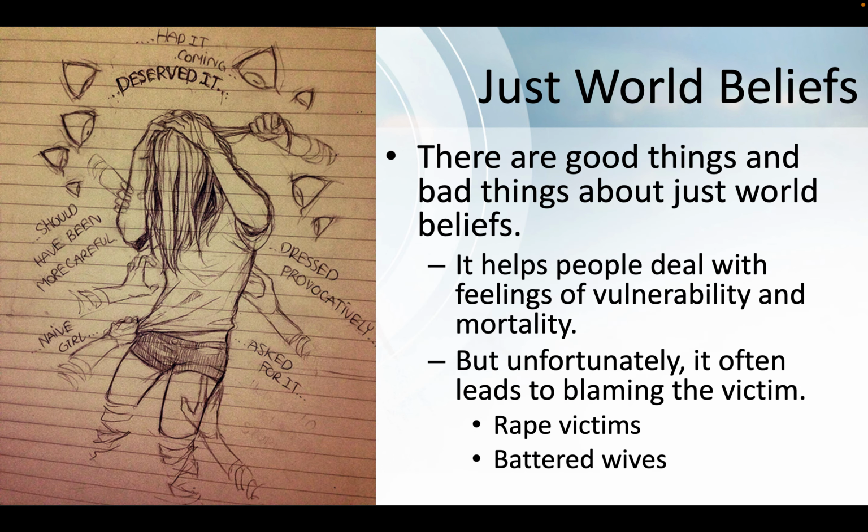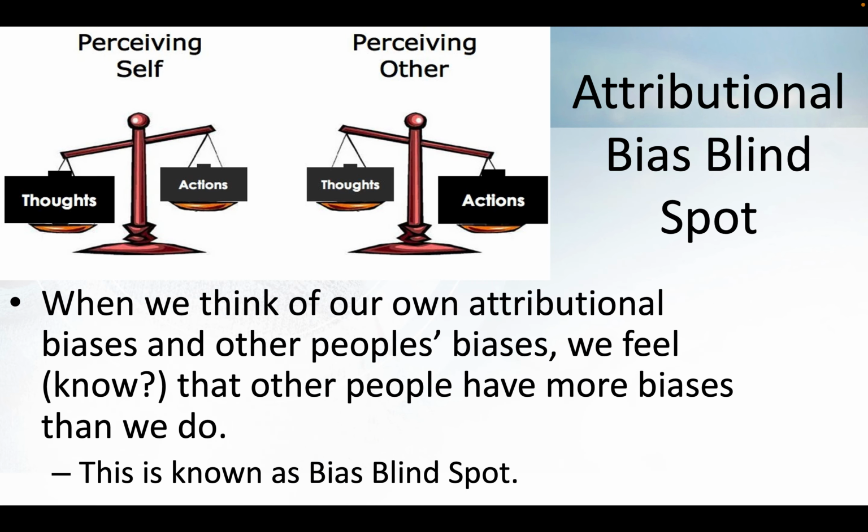There are good things and bad things about just world beliefs. It helps people deal with feelings of vulnerability and mortality, but unfortunately it often leads to blaming the victim, such as rape victims or battered wives. When we think of our own attributional biases and other people's biases, we feel, or we know, that other people have more biases than we do, and this is known as bias blind spot.